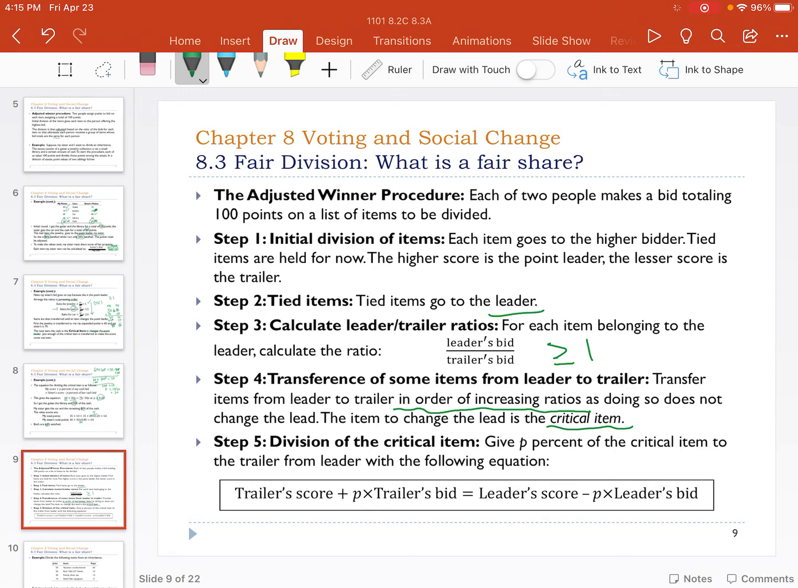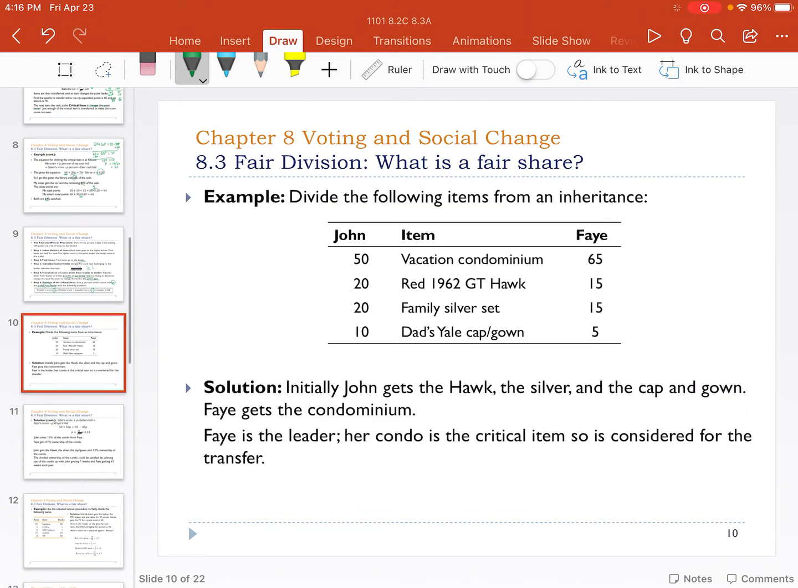So this is the English version of the equation we just used. Give P% of the critical item to the trailer from the leader. So that's important. That evens it out from the leader with the following equation. The trailer score adds in a certain amount, P times the trailer's bid, and then the leader score subtracts a certain amount. So they reach an equilibrium point somewhere in there. The P will be the same, but the bids may not be the same. So if somebody puts a heavier weight on something, like we saw 30 versus 20, that would change their rate of change, so to speak, but we don't need to get into that kind of detail very much.